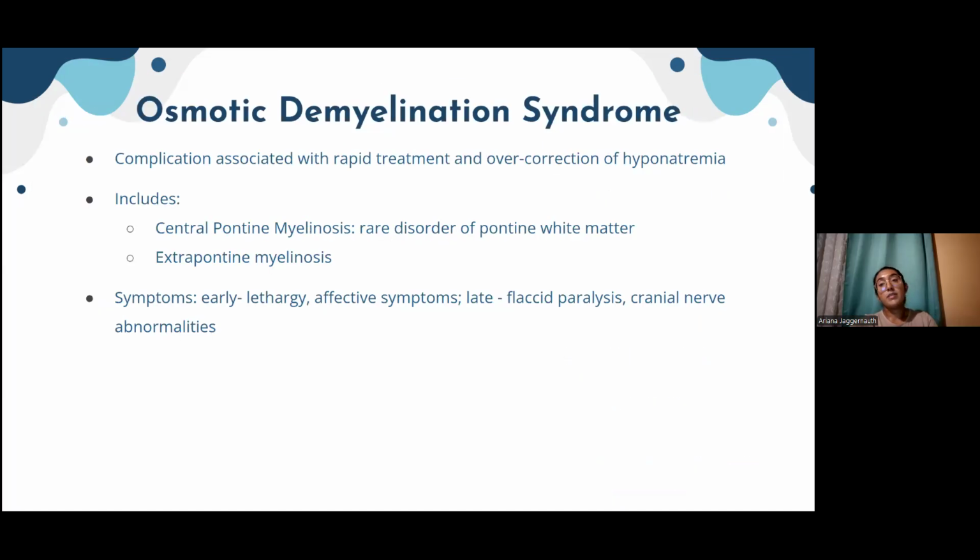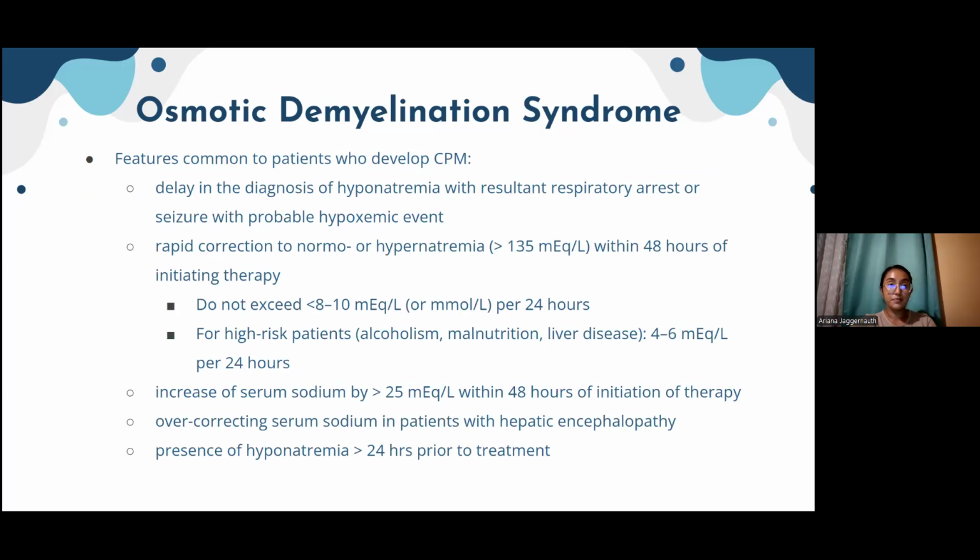So I mentioned osmotic demyelination syndrome. This is a complication associated with the rapid treatment and overcorrection of hyponatremia, and it includes central pontine myelinosis, which is a rare disorder of the pontine white matter, as well as extrapontine myelinosis. Symptoms can be early or late. Early symptoms include things like lethargy and affective symptoms, and late symptoms include flaccid paralysis, as well as cranial nerve abnormalities.